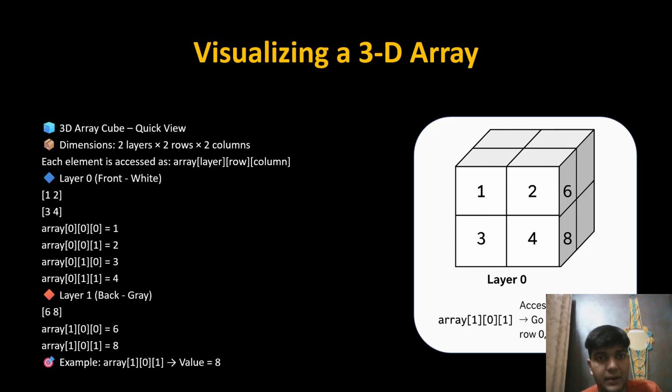Layer 1 is the back, which contains 6 and 8. Array layer 1, row 0, column 0 is 6. Array layer 1, row 0, column 1 is 8. So if we say array layer 1, row 0, column 1, the value is 8. This cube-like view helps us visualize how values are stored in three dimensions.